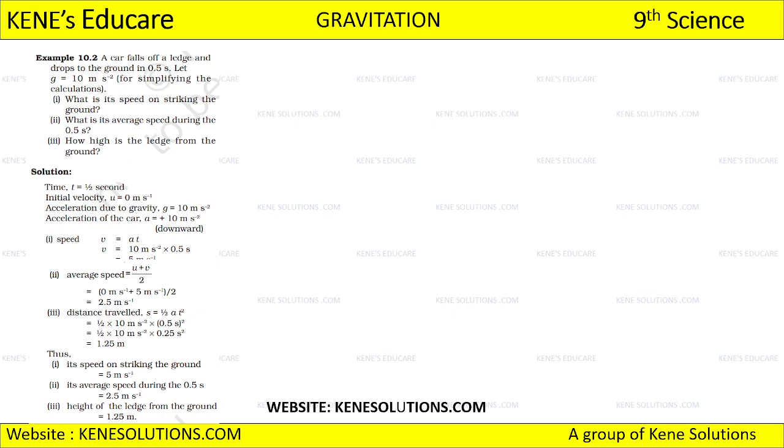Then we even discussed this example 10.2, right? Or we need to discuss it. Okay, we need to discuss it. So, see, a car falls off a ledge and drops to the ground in 0.5 seconds. Let g be equal to 10 meter per second square for simplifying the calculation. According to the information given, what is the speed on striking the ground? You need to calculate that. After that, what is the average speed during 0.5 second, and how high is the ledge from the ground? So we need to find this.